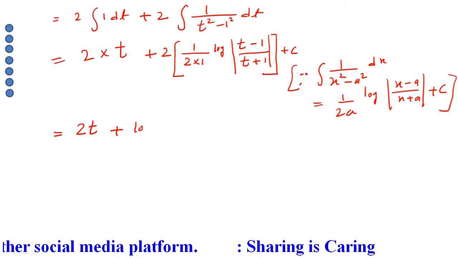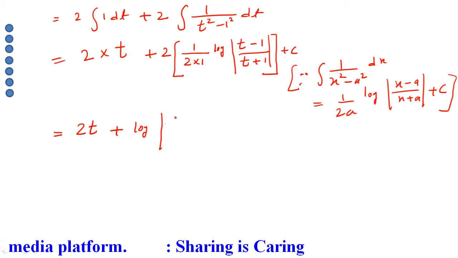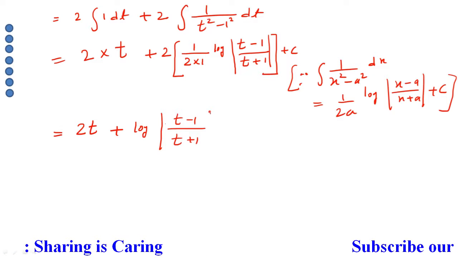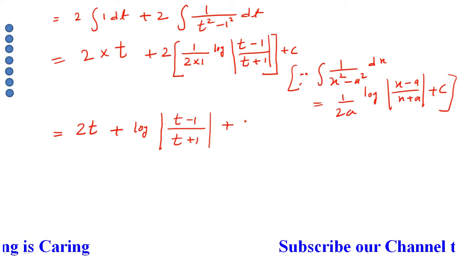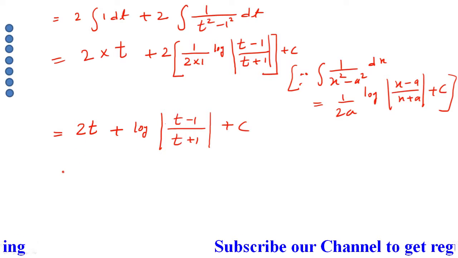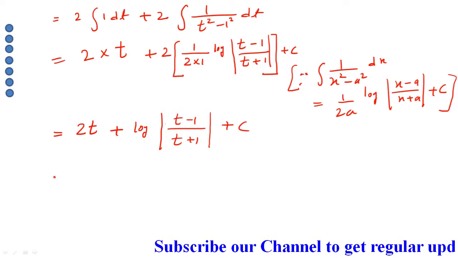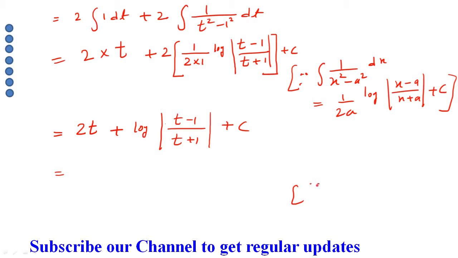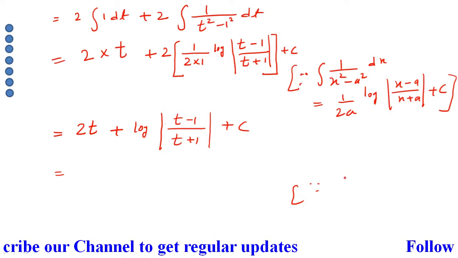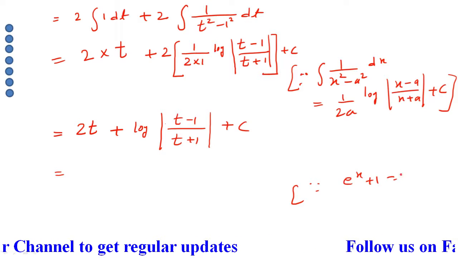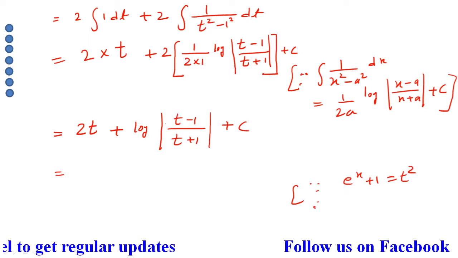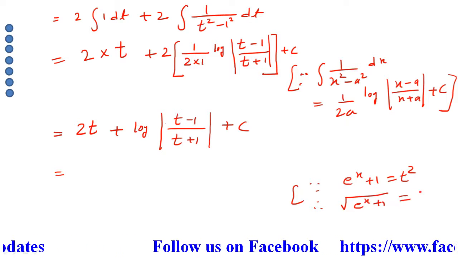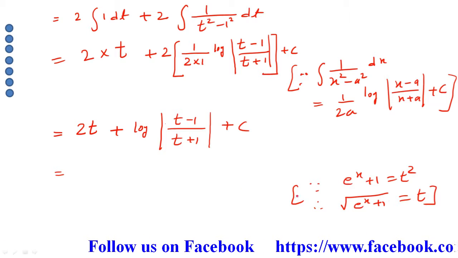We will get here only log mod (t minus 1) upon (t plus 1), mod plus c. Now this t we are going to replace with whatever we had assumed initially. Because in the starting we had assumed e to the power x plus 1 as t square. From here t is going to be square root of e to the power x plus 1. So this replacement we are going to do.